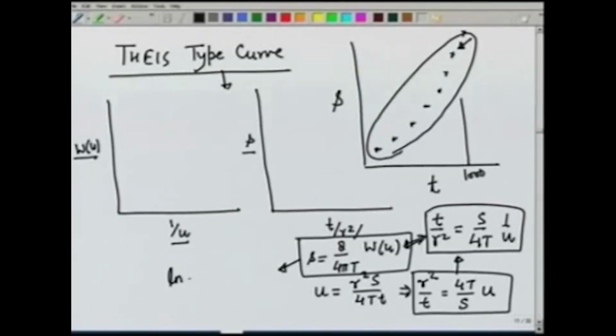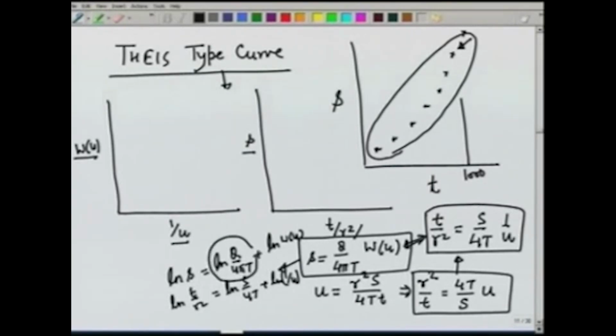For example, if you take the log of this, and similarly if you take the log of the second equation, this tells us that there is only a shift which is given by these two parameters in the curves S versus T over R square on log scale and W versus 1 over U again on log scale.